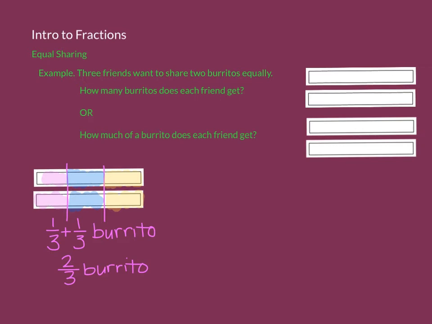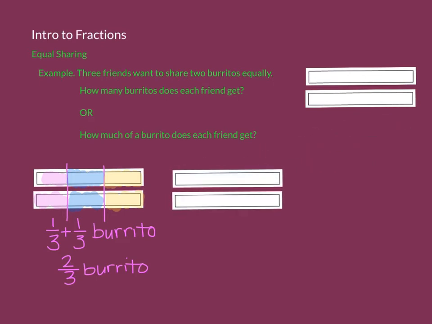The second strategy that I often get students show me is they'll draw their 2 burritos, but they won't necessarily realize that they can split each burrito into thirds. So what they'll do is they'll say, well, I'm really good with halves, so I'm going to split this first burrito in half and the second burrito in half. I can give my first friend this half, my second friend I can give this half, and then my third friend can get this half.